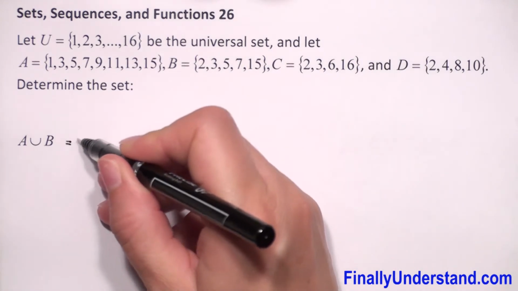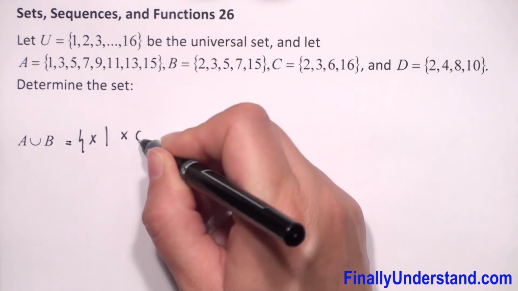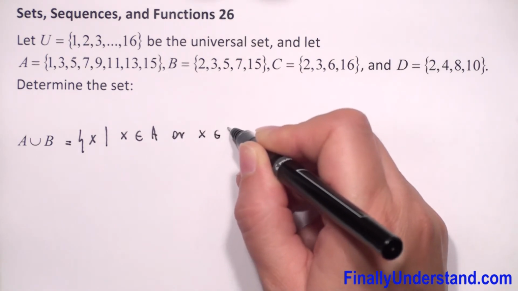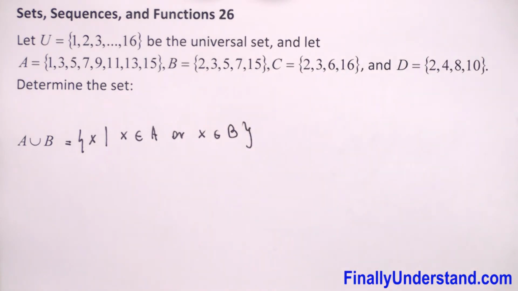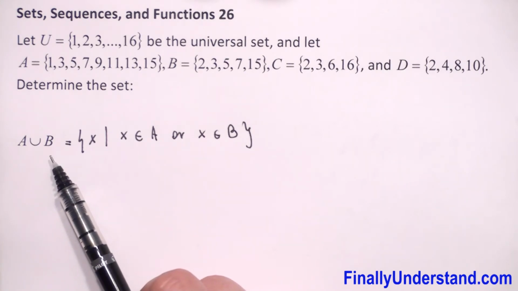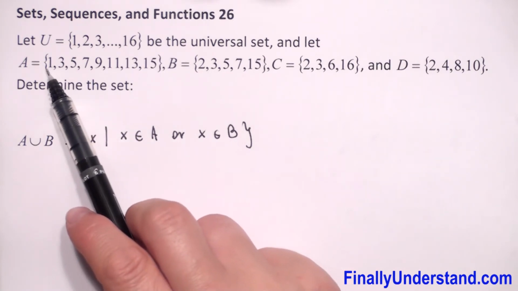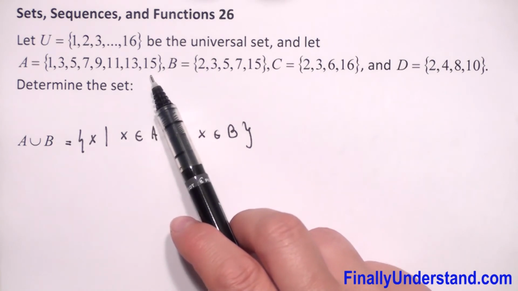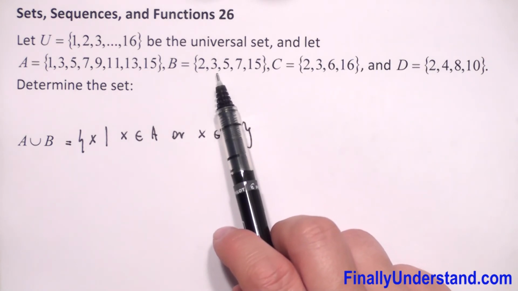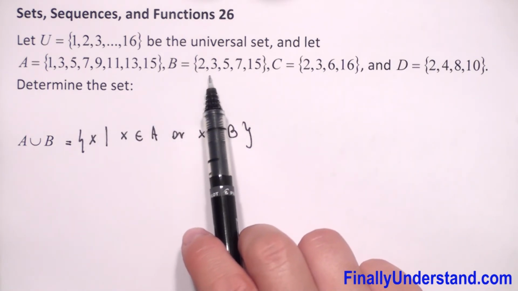So let me write this. This is all elements X such that X belongs to set A or X belongs to set B. So the union of set A and set B will be the sum of set A, so it means all these elements from set A and all elements from set B. And the elements which repeat, like 3, we don't copy, we just write 3 one time.